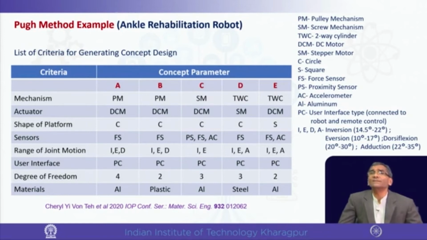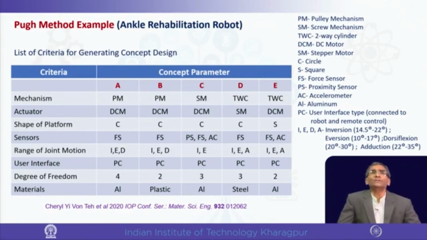Then there are interfaces, and this also talks about IED, that is the defects or deformities of the ankles which are known as inversion, eversion, dorsiflexion and adduction. Within certain degrees, you can see to which extent it twists or bends, and accordingly we see the different concepts. Here 5 concepts are presented, A, B, C, D, E. So, A through E, 5 concepts.